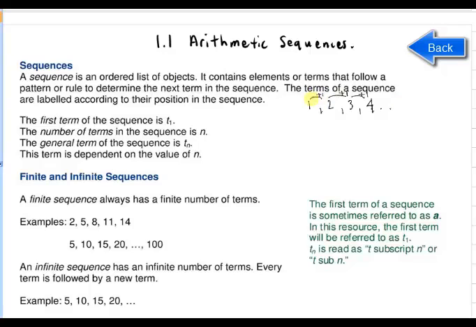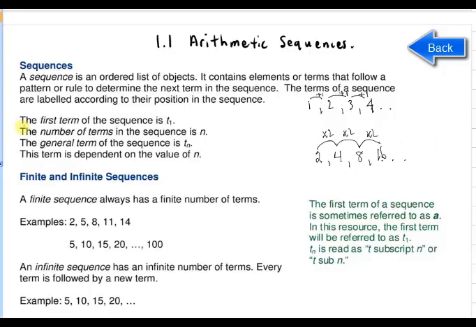So we can build a sequence by either adding or subtracting a number. We can also build a sequence by multiplication or division. So for example, if we have 2 and then the next number is 4 and the next one is 8, you can see that we are building this sequence by multiplying by 2. So 2 times 2 is 4, 4 times 2 is 8, and so you know the next number is 8 times 2, which is 16, and you can continue building the sequence by multiplying by 2.